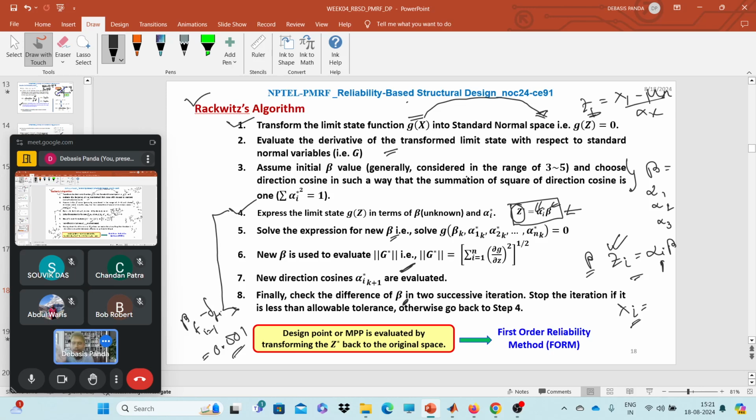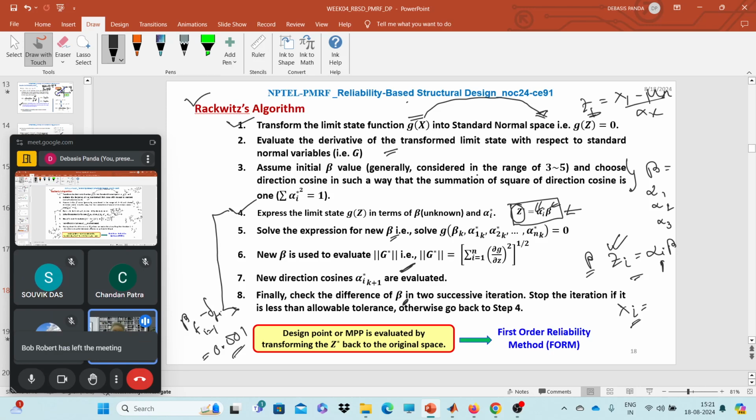So here for the nonlinear case, that is achieved through the Lagrange multiplier technique. That means we need to do some optimization to get the most probable points, and once we get the most probable points, we can convert them back into the original space.